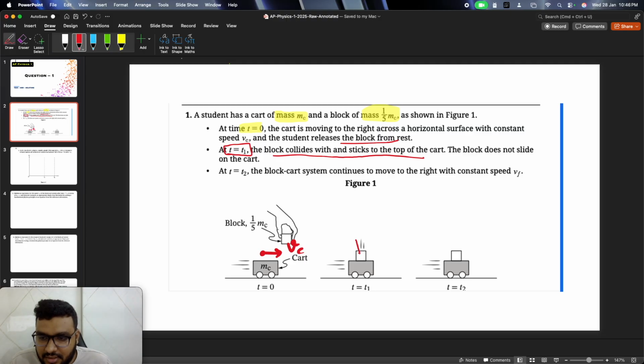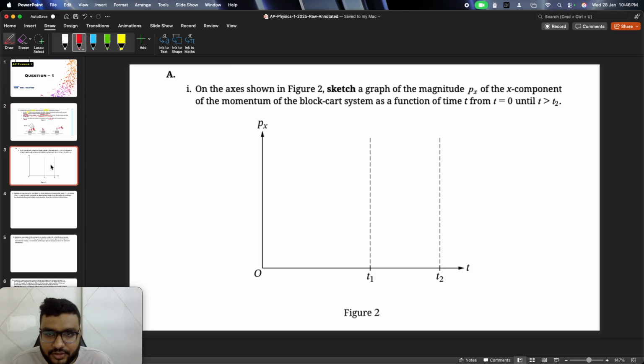So it just sticks over here. The block does not slide on the cart, it just stays stuck there. And at time t equals t2, the block-cart system continues to move to the right with a constant speed vf. So let's say here the constant speed is going to be vf. Okay, let's move to the first question on this.